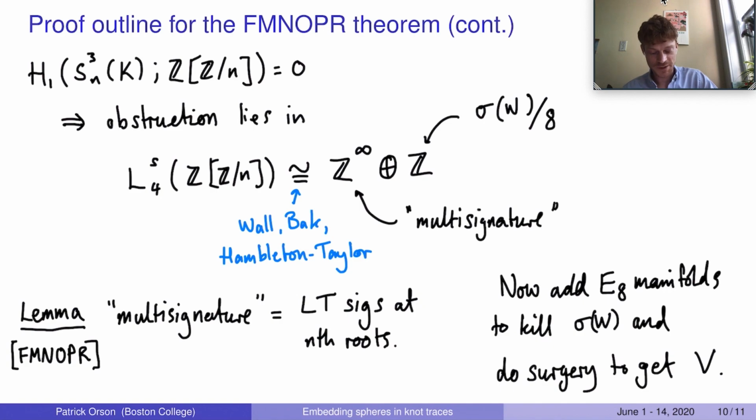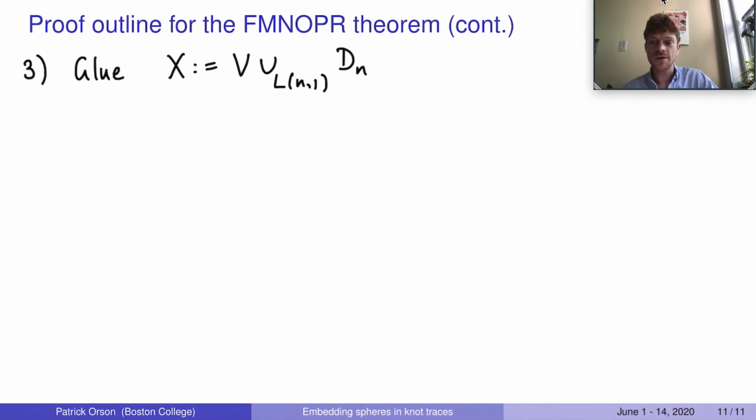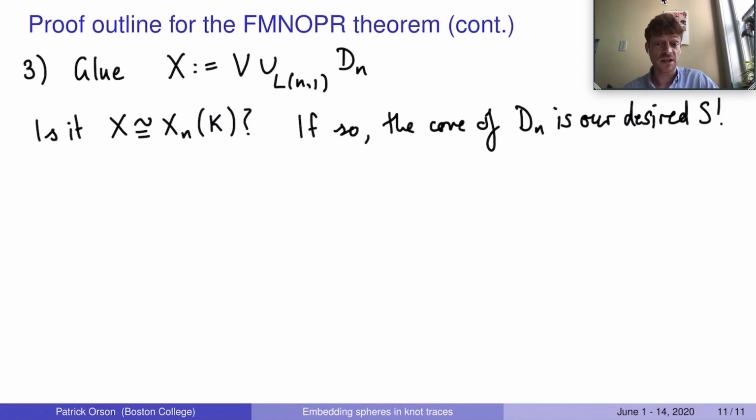Okay, so we're almost done. So final stage. The idea was we're going to glue back in the disk bundle. So this is, remember, Euler number n bundle, this D2 bundle over S2. And our hope is that the trace of n surgery. Well, if it is the trace of n surgery, then inside that disk bundle is the S2, and that's an embedded S2, and that's going to be the correct embedded S2.